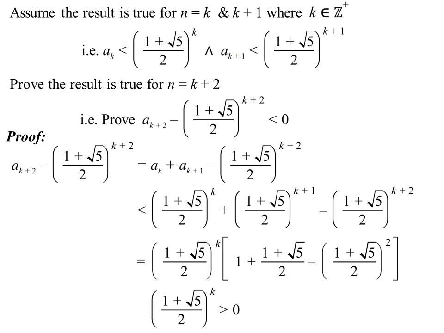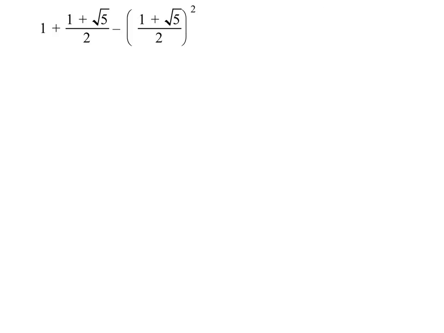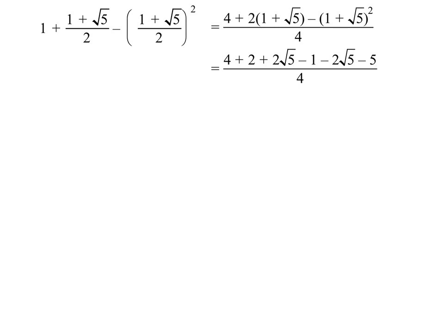Now I know 1 plus root 5 on 2 to the power of k is greater than 0. That's not going to be an issue. So essentially what I want to show is the second bracket here is negative, because then the whole thing will be negative. Let's look at that piece. So let's play with it. Common denominator would be 4. My numerator would become that. Expand it all out, and yeah, that actually turns out to be 0.